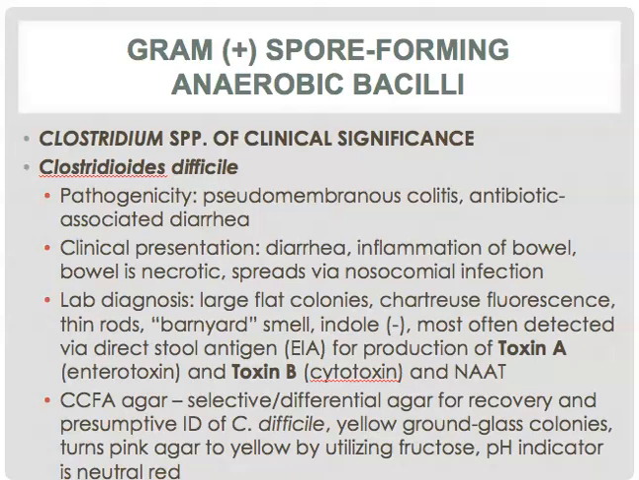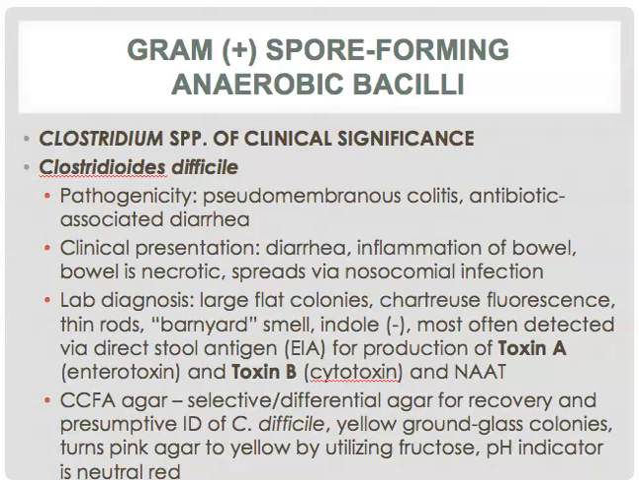The bowel can become necrotic, where you would see white cells and fibrin forming a pseudomembrane. It spreads through nosocomial infection, where you've got overuse of antibiotics that kill normal flora and allows this organism to take over. Your lab diagnosis, you've got very large flat colonies that will fluoresce chartreuse under UV light. Chartreuse is kind of a yellow to green. You'll have thin rods. They say it has a barnyard smell. It's indole negative, and it's most often detected through a direct stool antigen test.